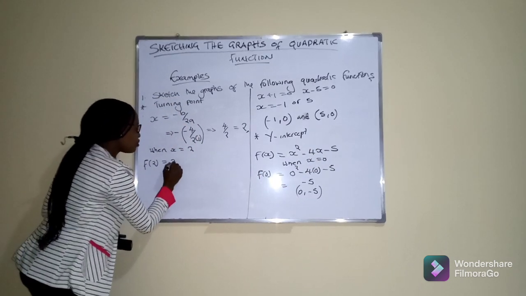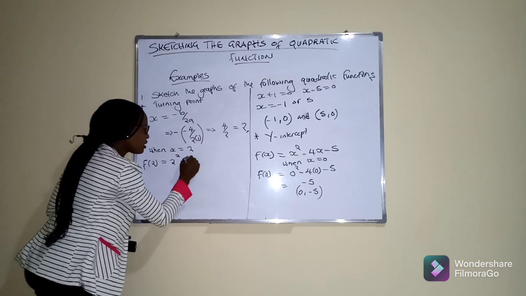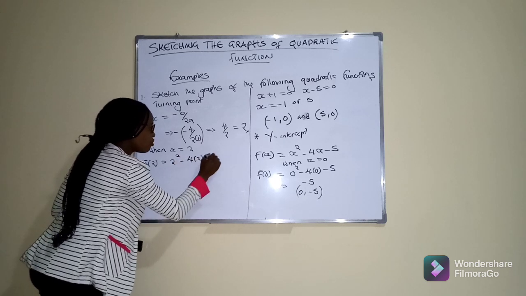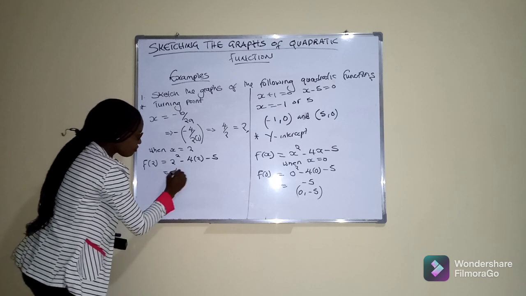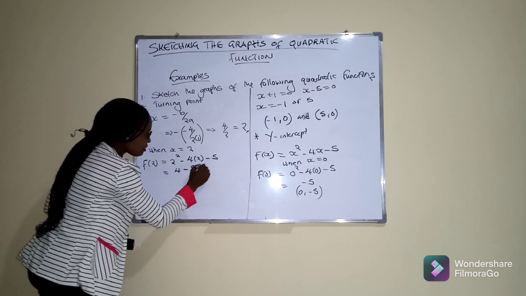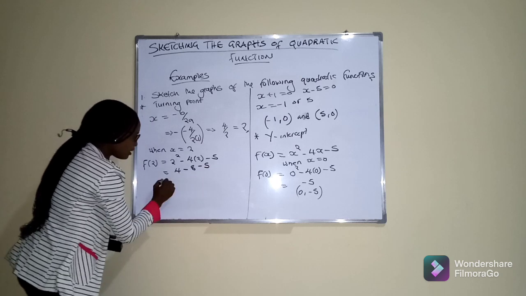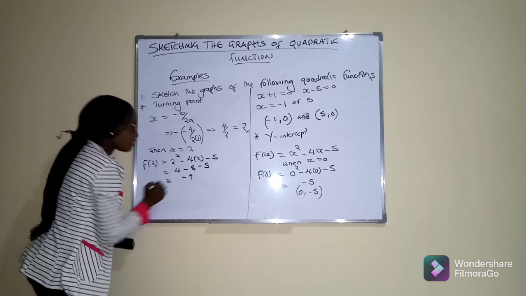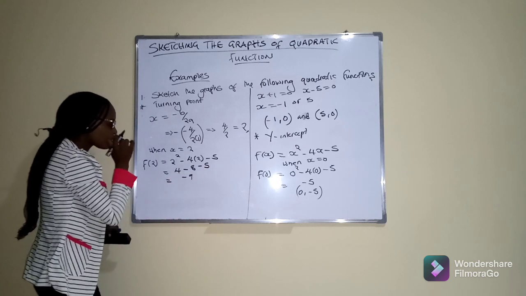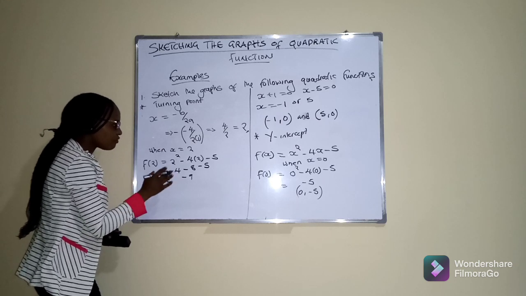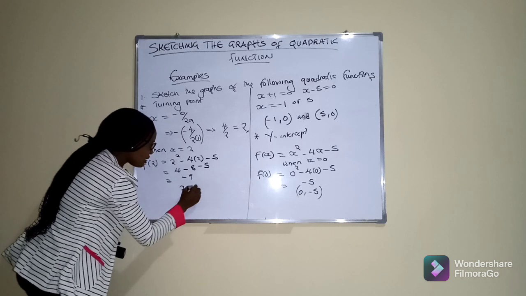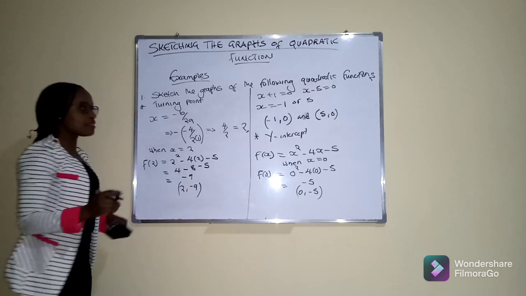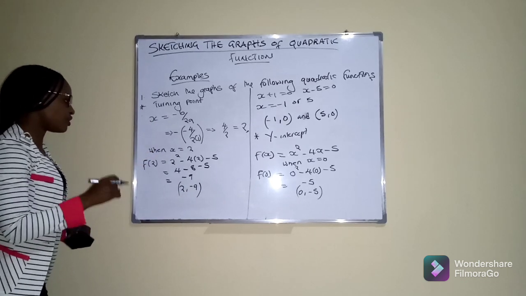So this will now be 2 to the power 2 minus 4 multiplied by 2 minus 5. And from this, we are going to have 4 minus 8 minus 5. And this will give us minus 9. And if we have this minus 9, which is the value of y, the coordinate is now going to be 2, negative 9 as our turning point.